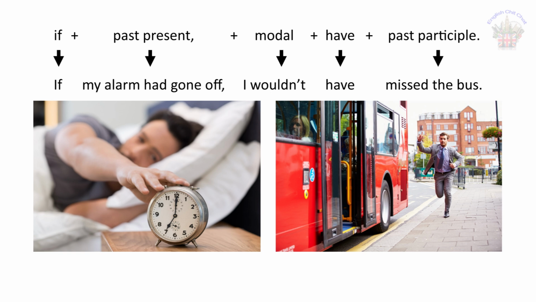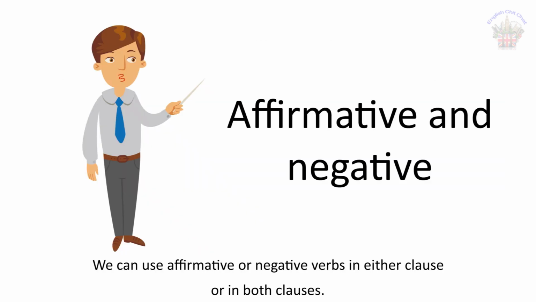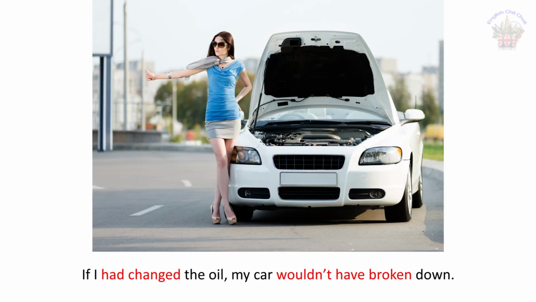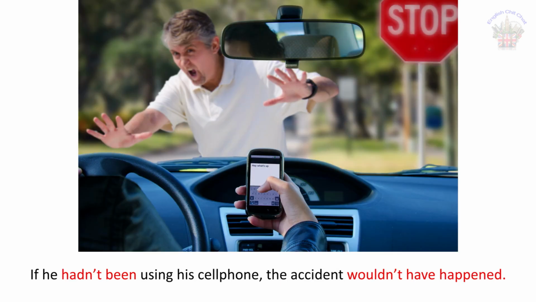If my alarm had gone off, I wouldn't have missed the bus. We can use affirmative or negative verbs in either clause or in both clauses. If I hadn't bought those shoes, I would have had enough money for that sweater. If I had changed the oil, my car wouldn't have broken down. If he hadn't been using his cell phone, the accident wouldn't have happened.